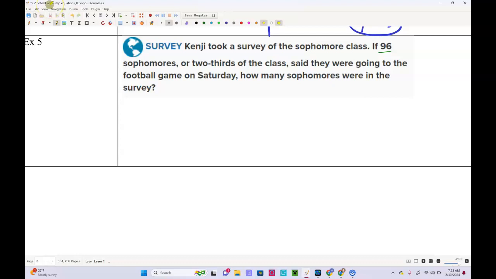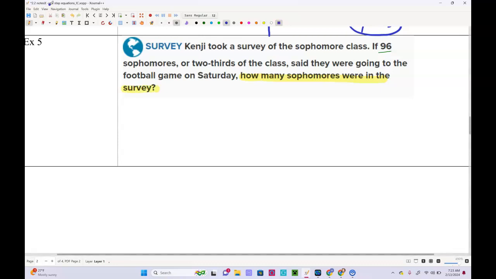So as we read this, we talked about identifying the unknown. This last sentence, this last phrase, how many sophomores were in the survey, is what we're trying to find out here. So I'm going to highlight that, and I'm going to immediately define that to be a variable. Let's just call that x. Okay, so now we know what we are trying to find in the problem, the unknown or unspecified value. Well, let's look back to see what else we know.